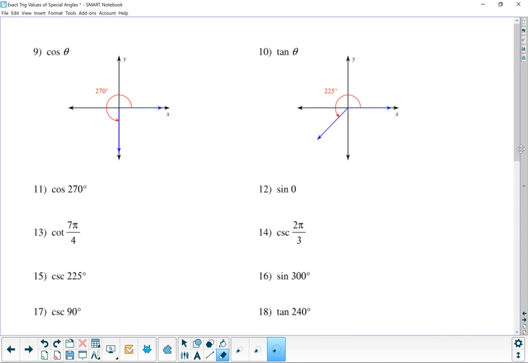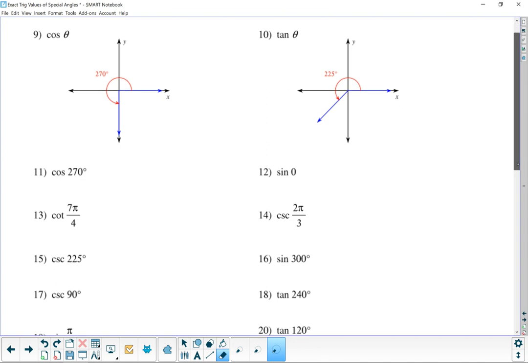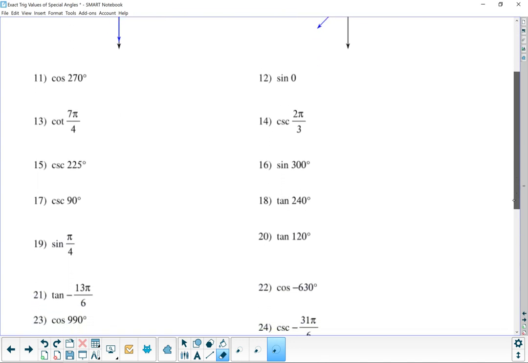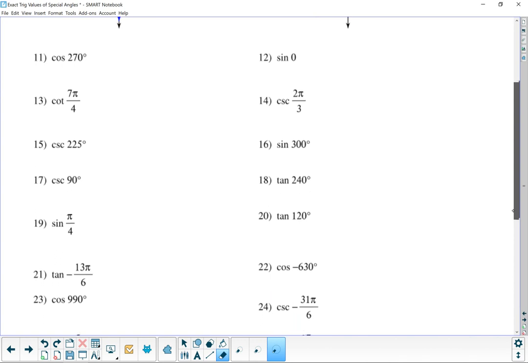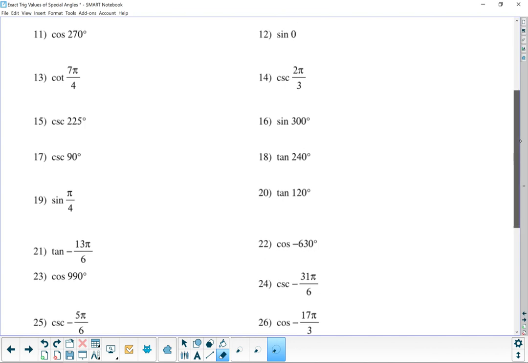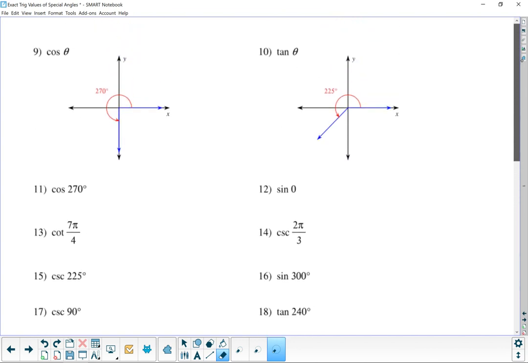Something I forgot to mention in class, you guys are only going to work up until, I believe, number 20. The rest of them are going to be periodic, meaning that they're more than one cycle of your unit circle. So you're going to work up to number 20 only.